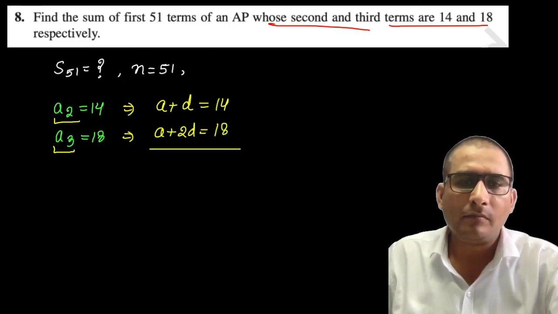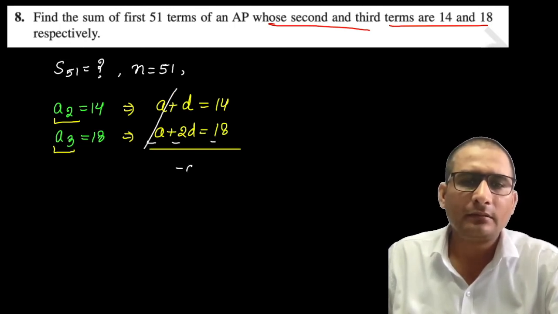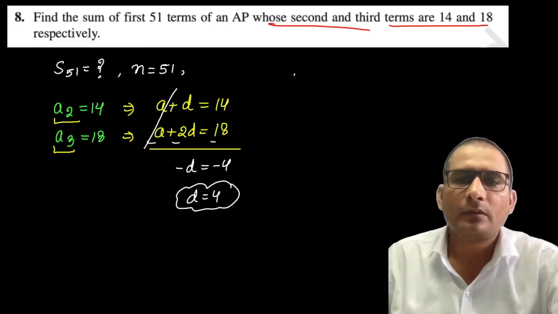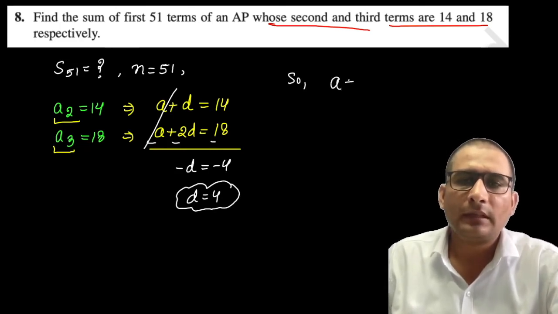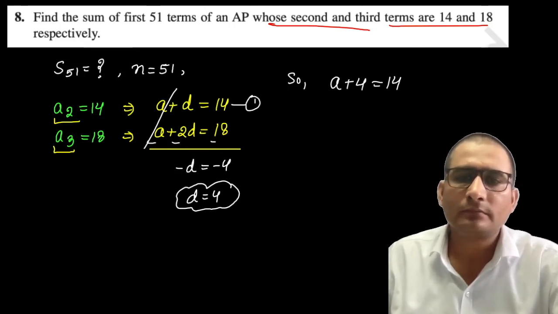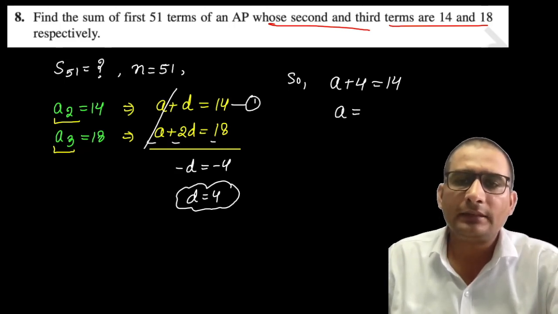A plus 2D is equal to 18. Now elimination method and find the value of A and D. Cancel. Minus D minus 4. So the value of D is 4. So A plus 4 is equal to 14 from this equation 1. A is equal to 10.